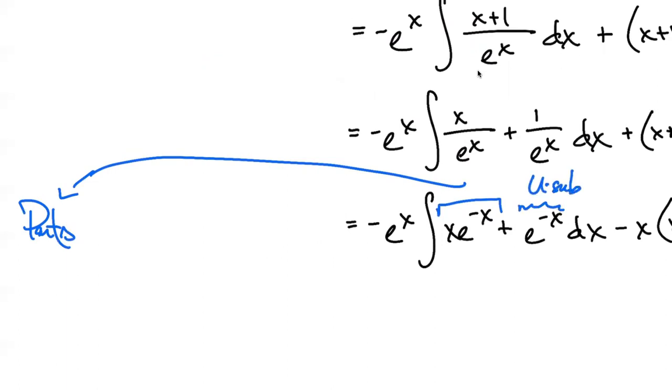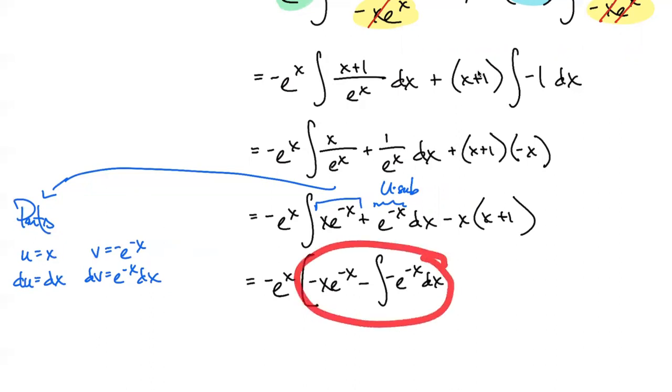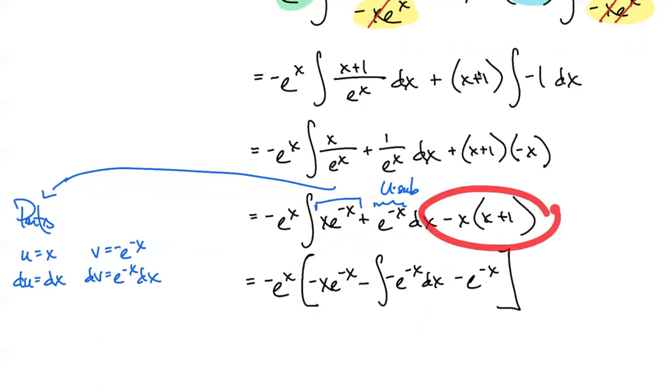The u sub, I think we can sort of do in our heads, but let's make sure we understand how to do the integration by parts setup. So u equals x, du equals dx, dv equals e to the negative x dx, and v would equal negative e to the negative x. And so when we use our integration by parts, we get negative e to the x. From our integration by parts, we'll have u times v minus the integral of v du. So these two terms come from this first term. And now I have to integrate the e to the negative x, which will just be negative e to the negative x. And I still have this minus x, x plus 1 afterwards from that second integral.